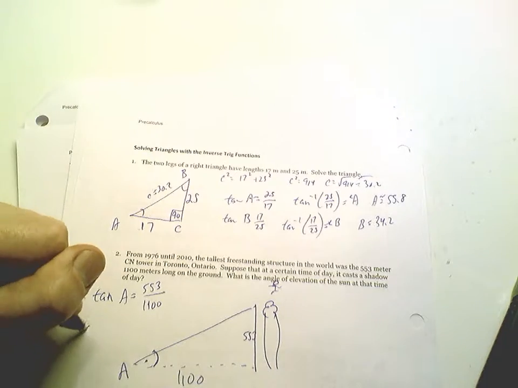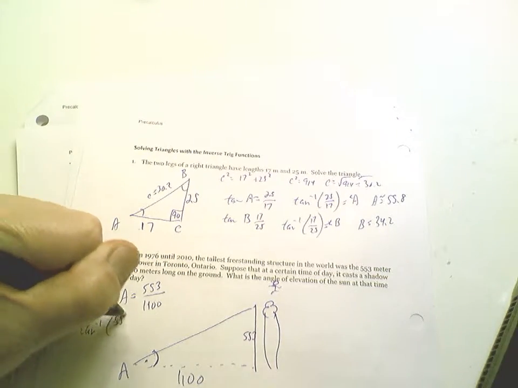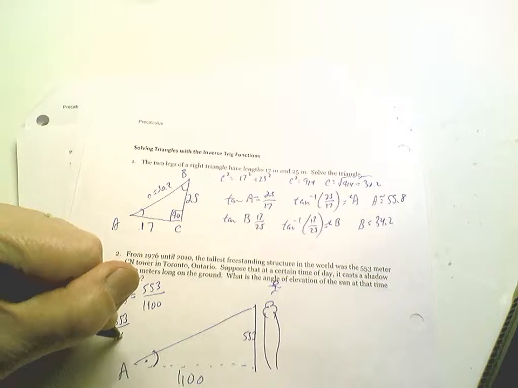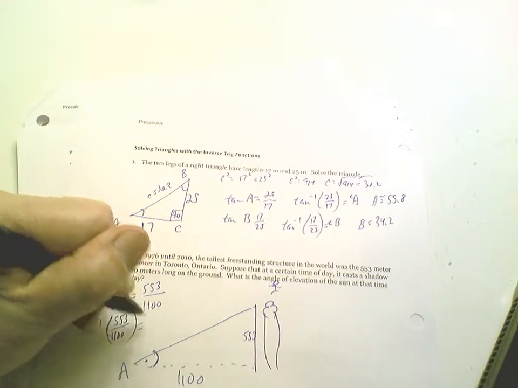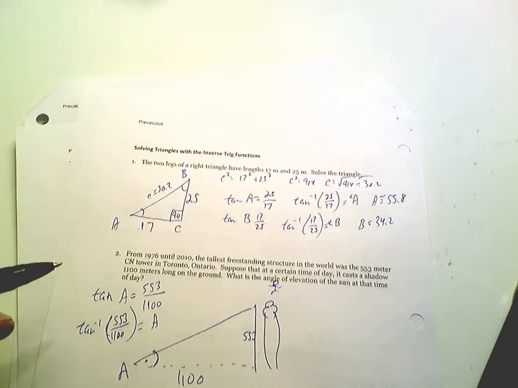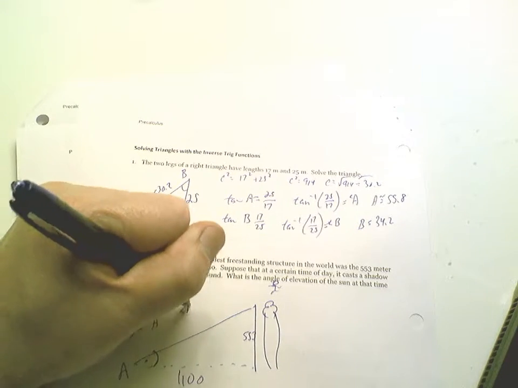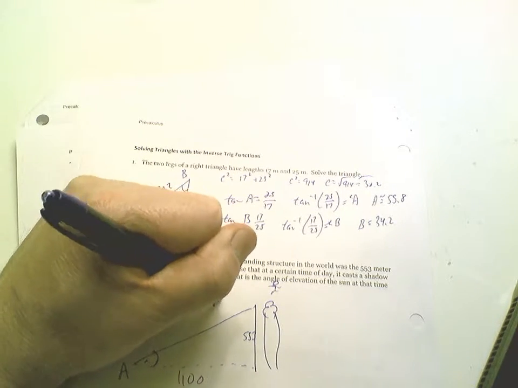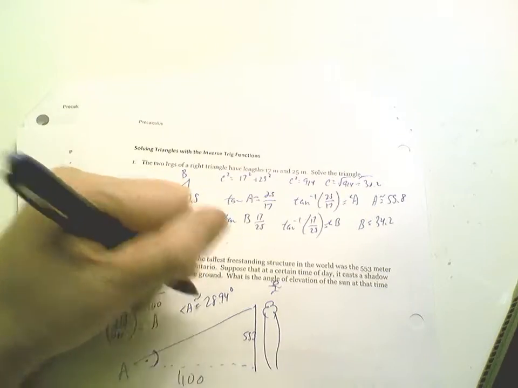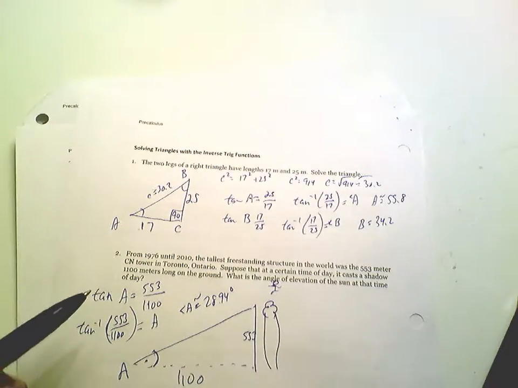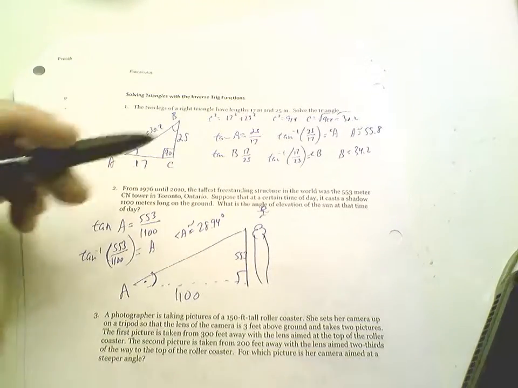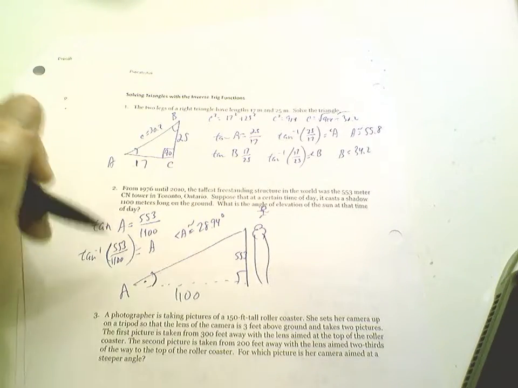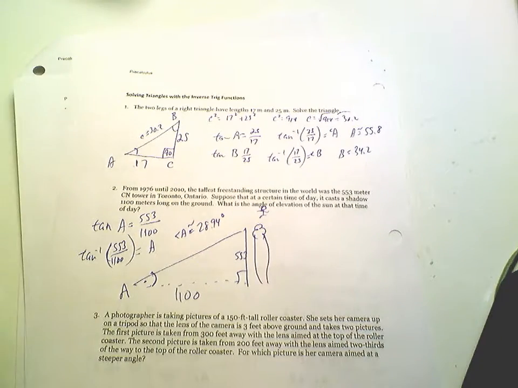Angle A must equal the inverse tangent of 553 over 1,100. And when I run that through my calculator, inverse tangent 553 over 1,100, I get angle A is 28 point, let's just go a couple decimal points this time, 28.94 degrees. Again, bottom line, set up, use your right triangles, use your SOHCAHTOAs, use your inverse trig functions. You're good to go with these.